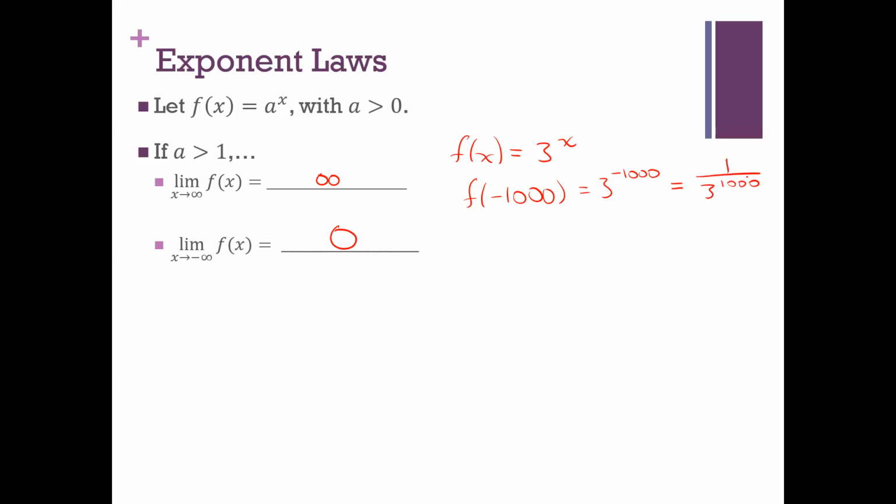So clearly 3 to the power of 1,000 is going to be a massive number. Your calculator probably couldn't even help you with it. Dividing 1 by that is going to be very, very small, a small positive number. And just a refresher, can we ever achieve 0? No. So the limit is 0, but I can't ever reach it.